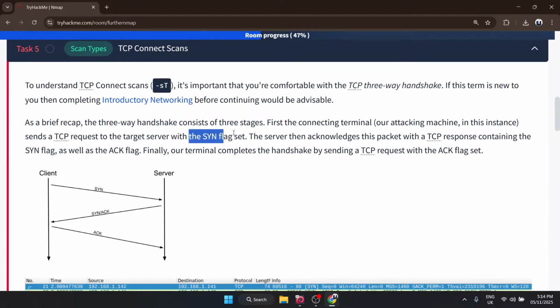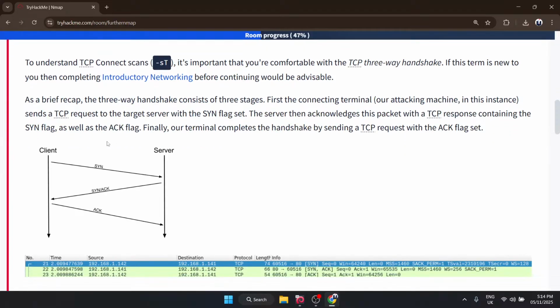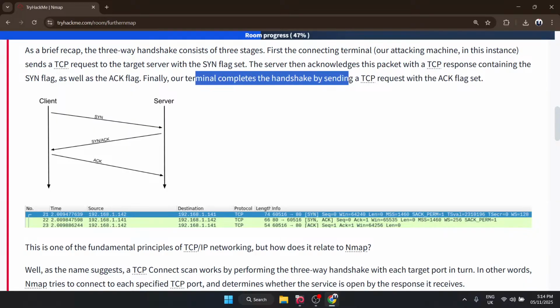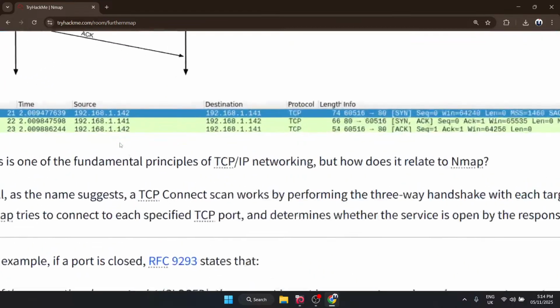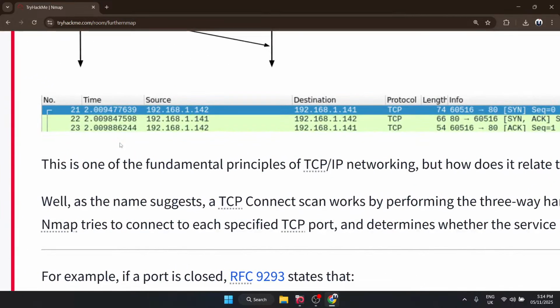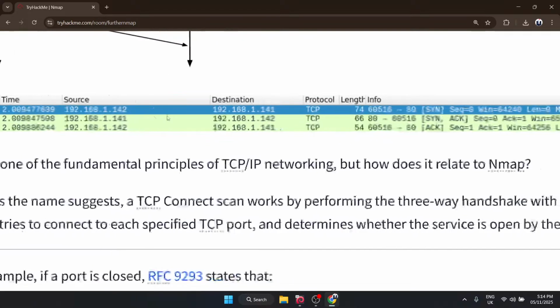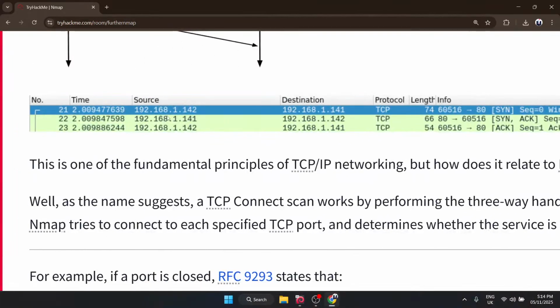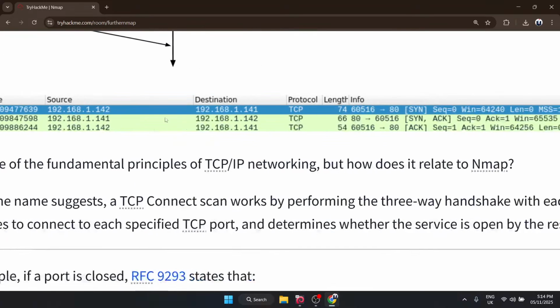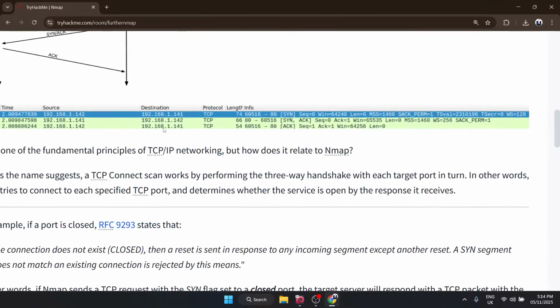So the target server will respond with the SYN flag set. The server then acknowledges this packet with a TCP response containing SYN and acknowledgement. And then finally, the terminal completes the handshake with the acknowledgement flag. It will also acknowledge. And if we look into the Wireshark, in the upcoming video lectures we will talk about Wireshark. It is also a very good tool for monitoring network activity. We can see all the packets in very much detail in your Wireshark tool. So this is the screenshot of your Wireshark tool.